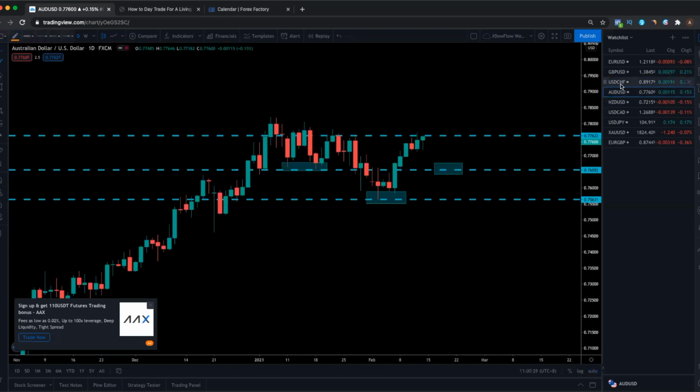So very similar to the dollar franc example, if we want to buy, then we need to watch for price to go above and then retrace down and look for a buy opportunity.